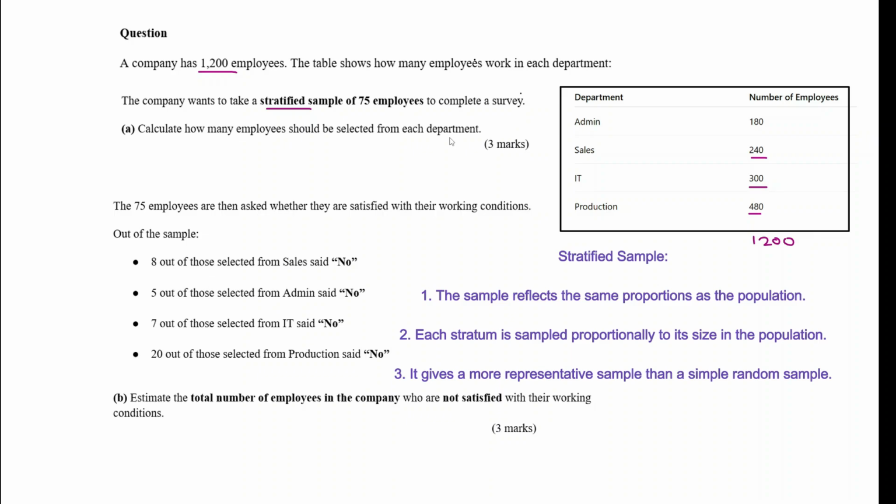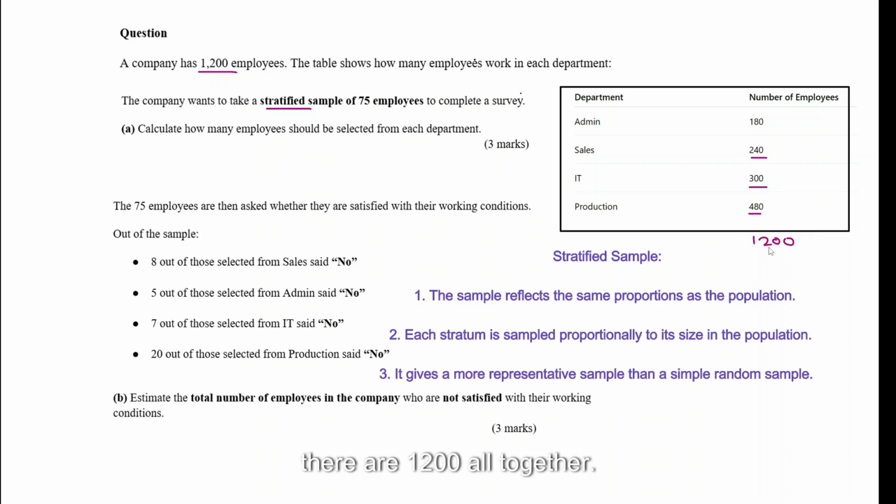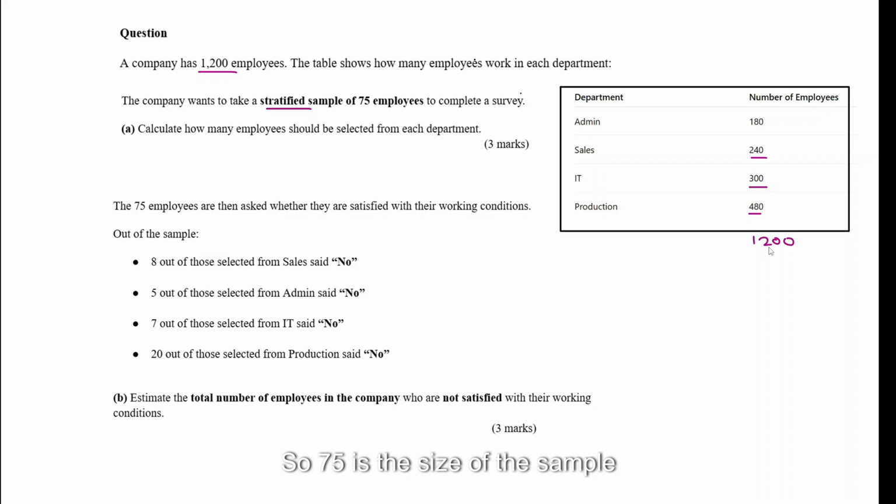So we know there are 1,200 altogether. So 75, the size of the sample, divided by 1,200. When you do that, you get 1 over 16. So all we need to do is take 1/16 of each category.